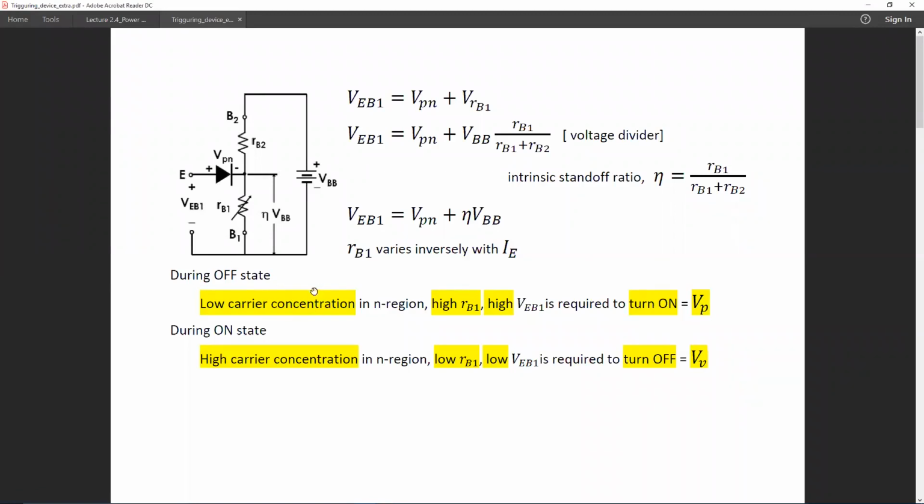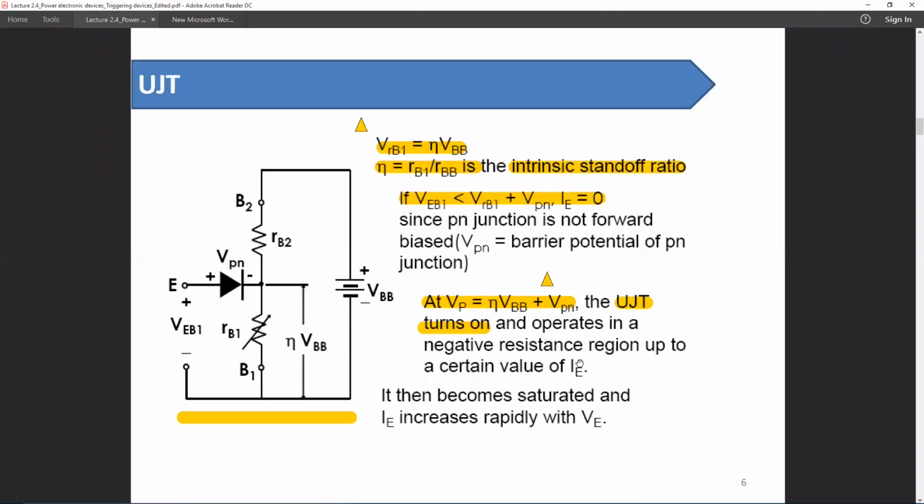During the off state, there is a lower carrier concentration in this N region, hence a higher value of RB1. So a high voltage is required to turn on during the off state, which is known as VP. On the opposite side, during the on state, due to this higher concentration of carrier, the resistance RB1 is lower. Hence, a lower voltage is required to turn off the UJT. This is VV.